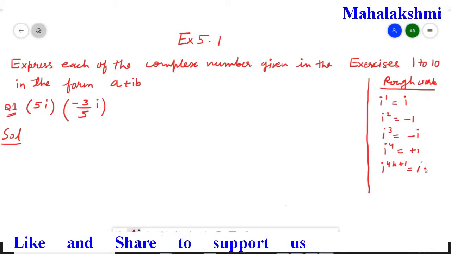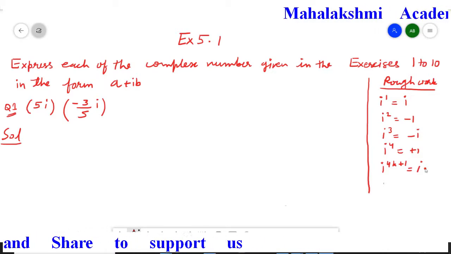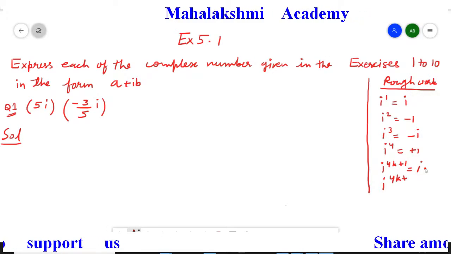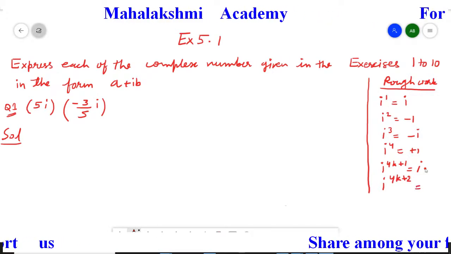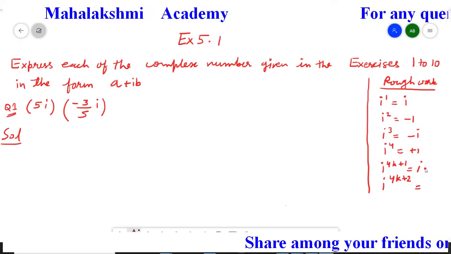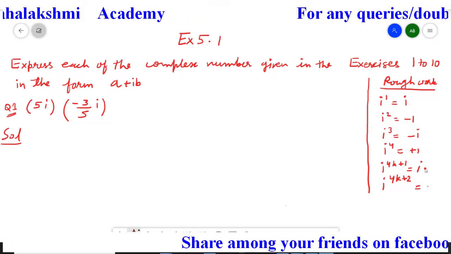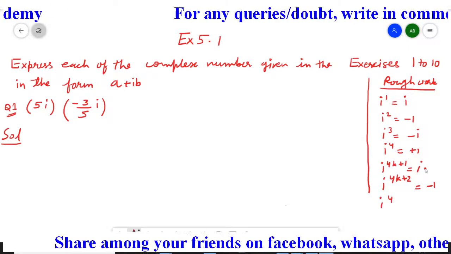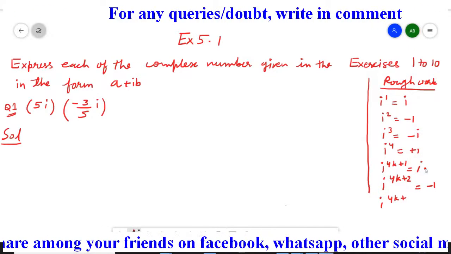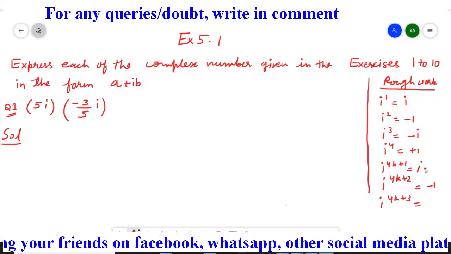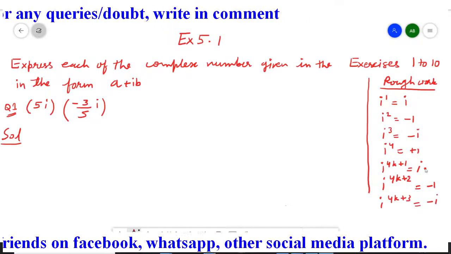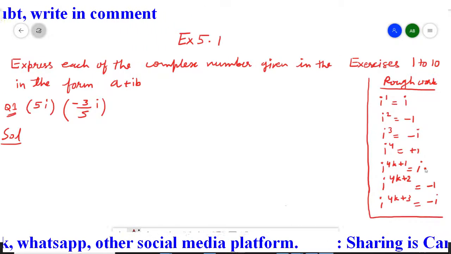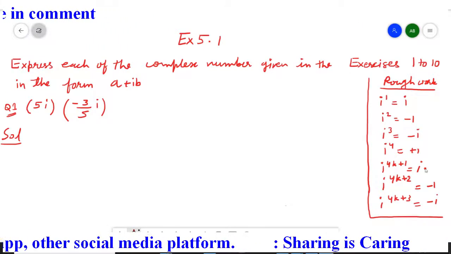All the explanation I already explained in my video. You can go through the basic concepts of this chapter. And if 4k plus 2 is there, then it is the same as iota power 2, that is minus 1. In the same way, iota 4k plus 3 is the same as iota cube, that is minus iota. So by keeping these few formulas in our mind, we have to solve the question.